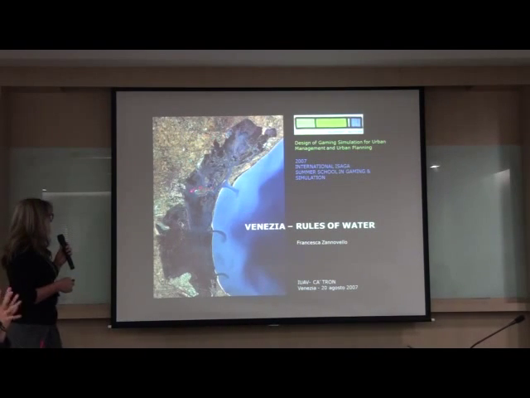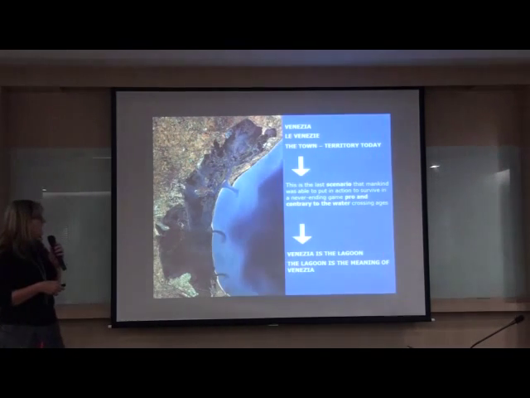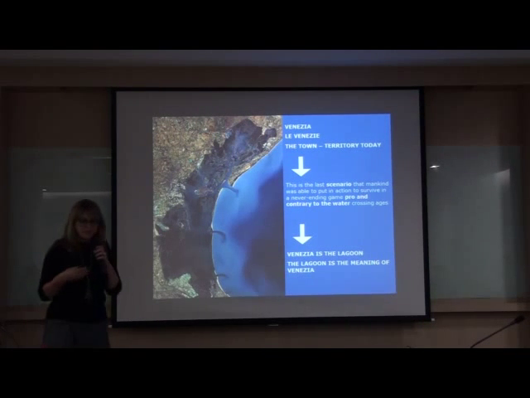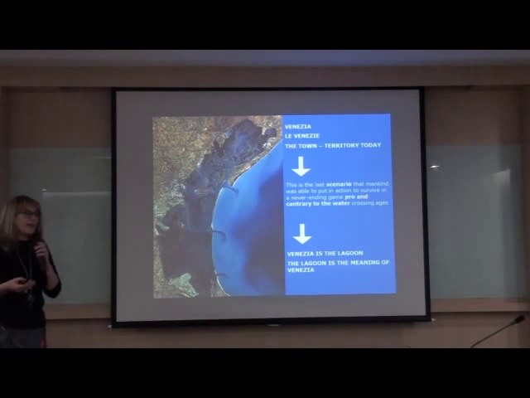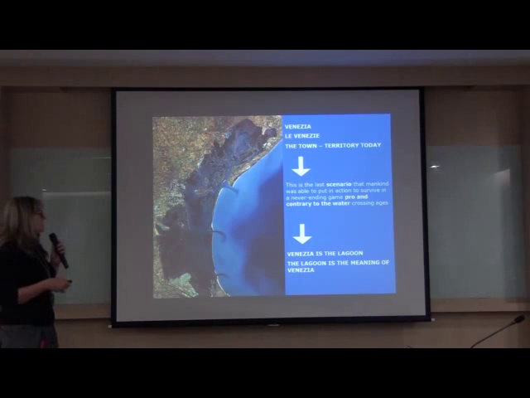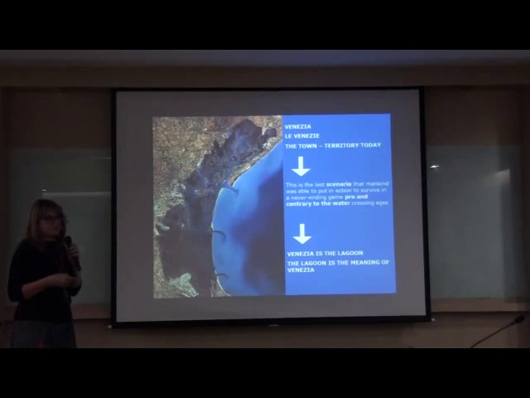Venice is the historical town, but the municipality of Venice includes all this area, all the lagoon. So I asked Francesca to draw this for the students, and what I want to show you today is the meaning of the relationship between the land and the water here. And the relationship is really strong, because the lagoon is the meaning of Venice.